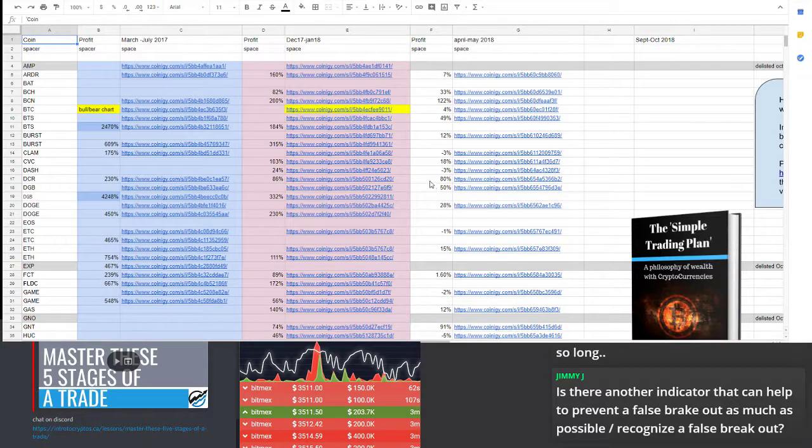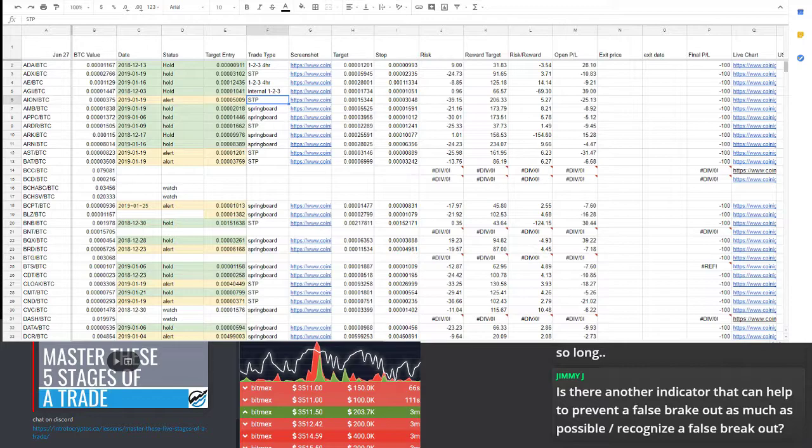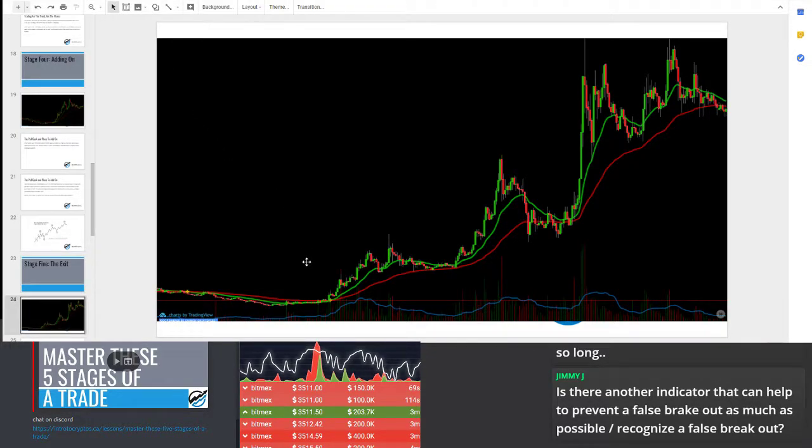Let me bring this back in again. Here's our bull market mega study. And the reason I want to bring this in is that we're looking for top formations and when we're getting out of trades.